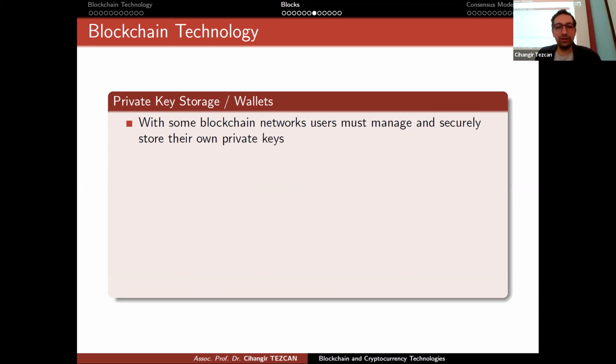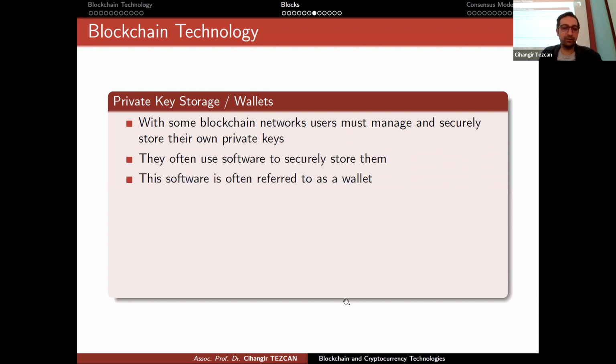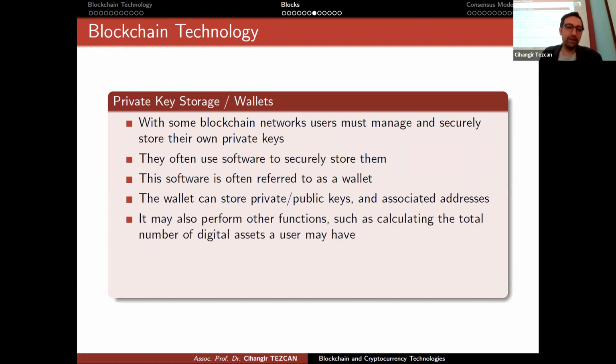With some blockchain networks, users must manage and securely store their own private keys, because only you know the private keys, so you have to store them by yourself most of the time. For this reason, you use software called wallets to securely store them. This software is often referred to as a wallet. The wallet can store private and public keys and associated addresses. It may also perform other functions, such as calculating the total number of digital assets a user may have.